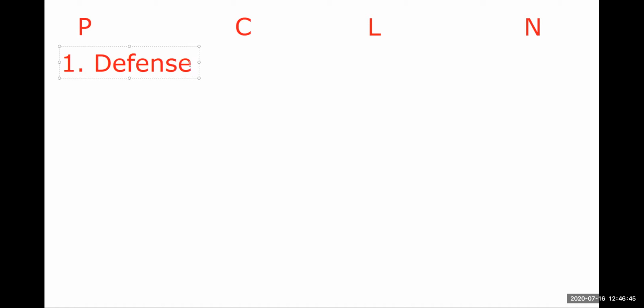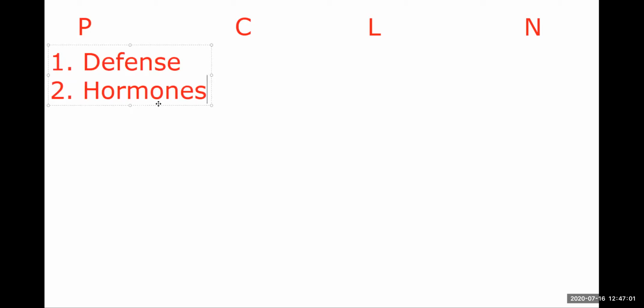So defense is most important. Second is hormones, right? Hormones are important for growth of our body, our system, right? So then enzymes. Enzymes are those proteins. 99% of the enzymes are proteins. And what do enzymes do? They help in metabolism.